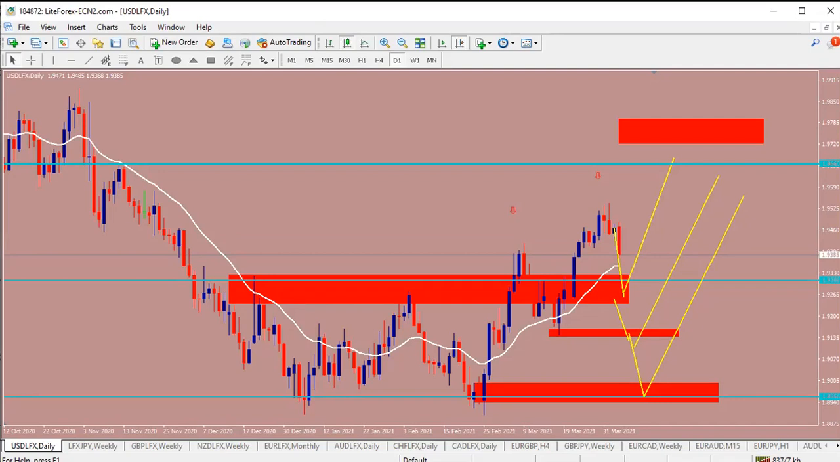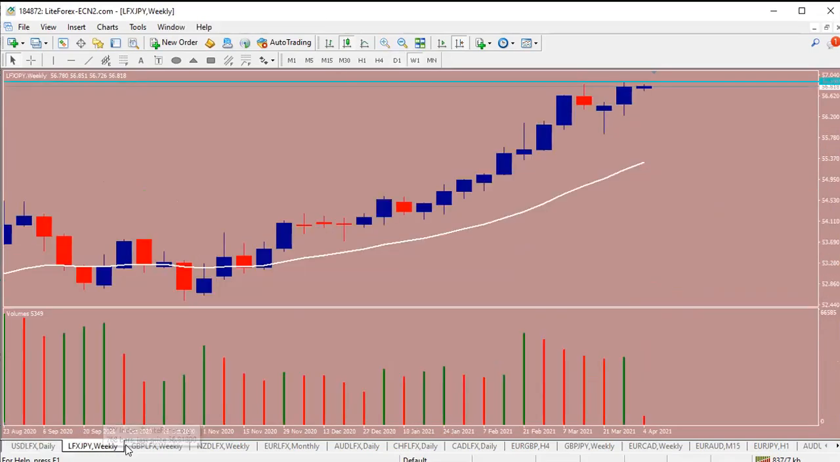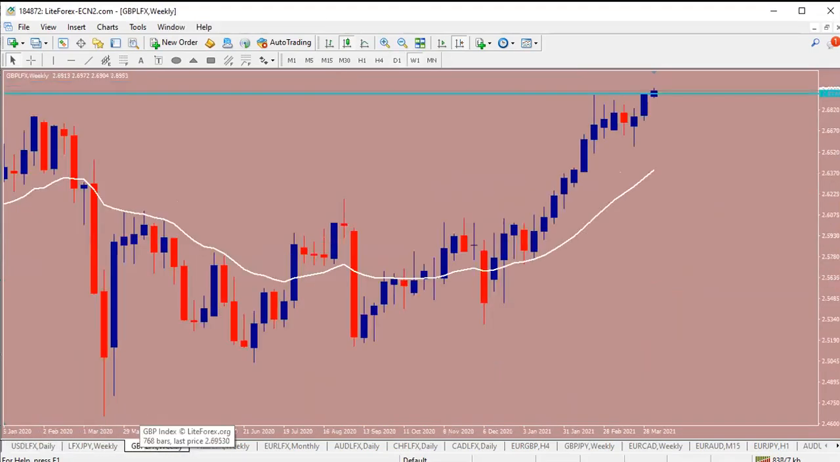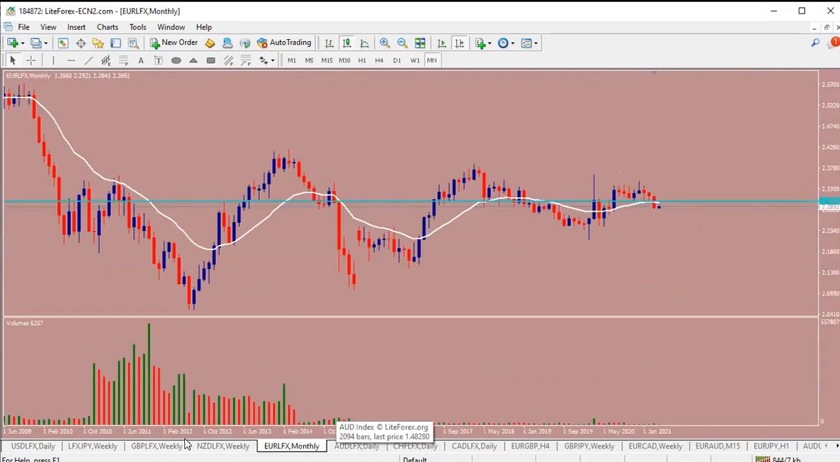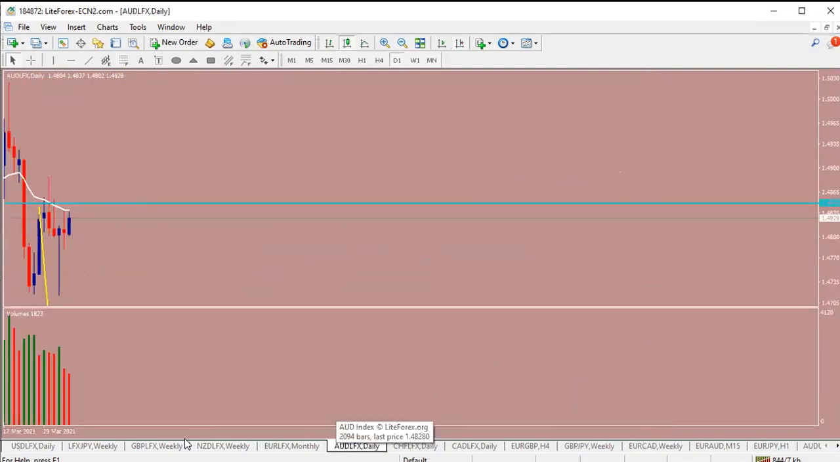We have USD, we have JPY. This is JPY's own. This is Great Britain's own. This is NZD USD. This is NZD own. This is Euro own, and this is AUD index. So every one of these pairs has its index. Your duty is to do what? Analyze this index so that you'll be able to gauge their strength and their weakness.